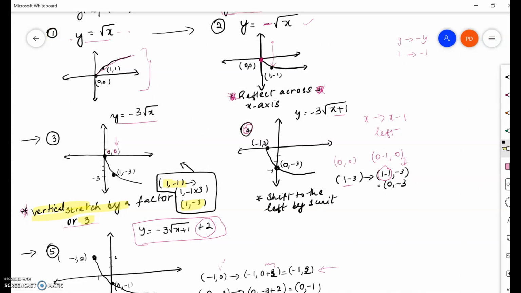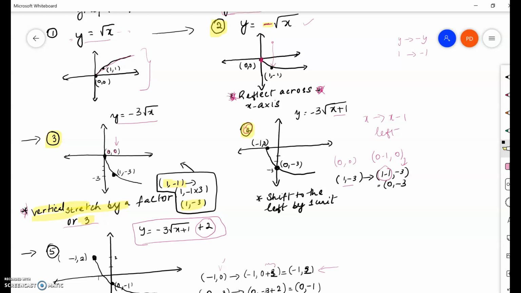Next, we reflect the graph across the x-axis because there's a negative sign attached to the radical x, so that tells us that we have to reflect the graph across the x-axis. Now the third step is we multiply the function by 3, which means the transformation is a vertical stretch by a factor of 3 because we are multiplying with 3.